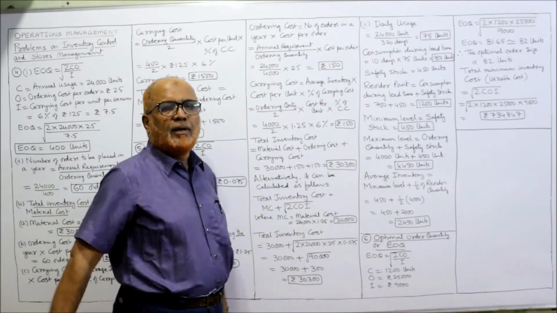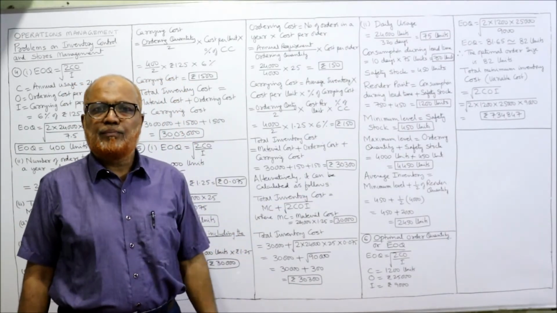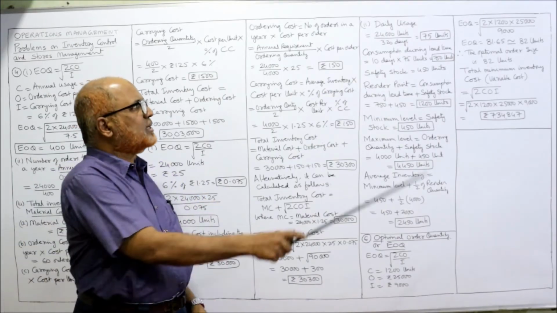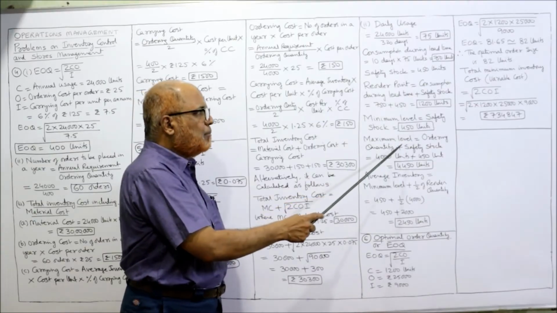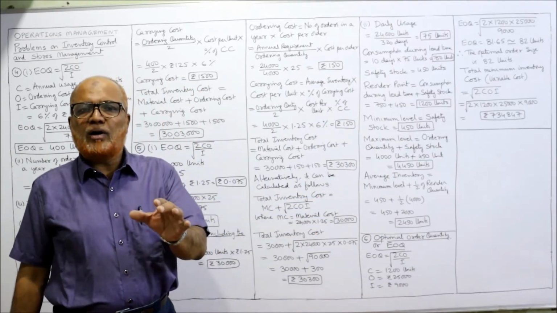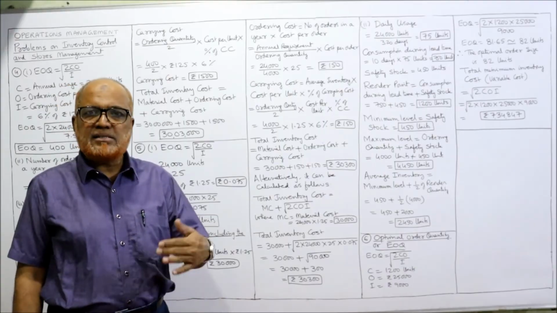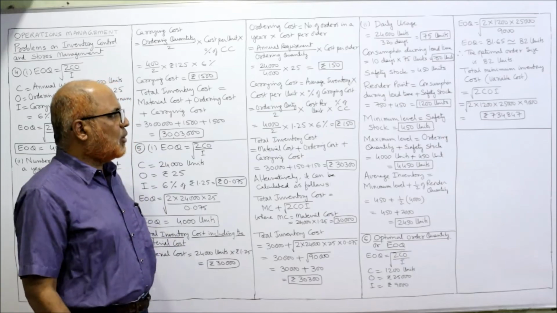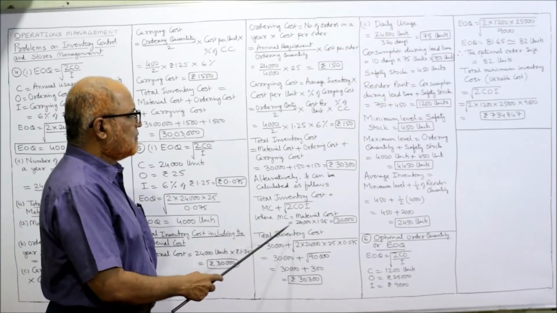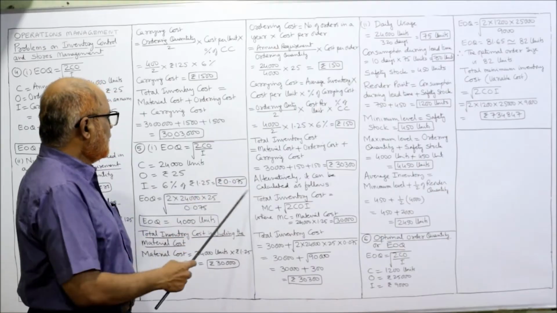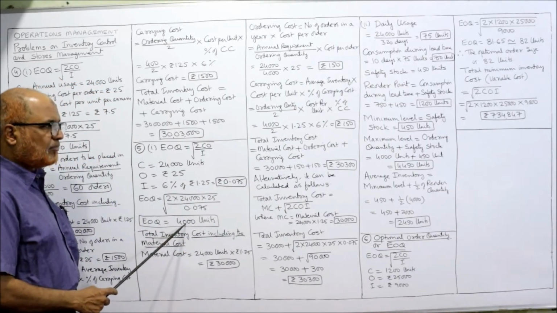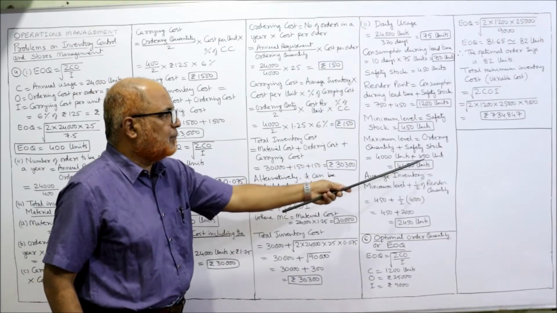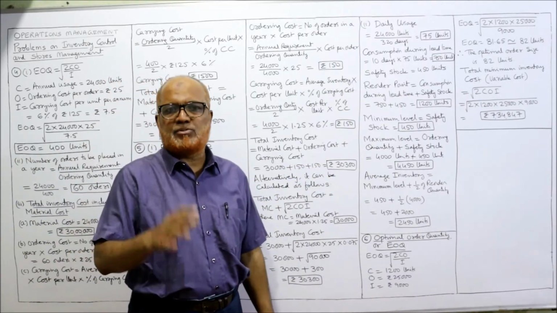Now minimum level. Minimum level is the safety stock level. Always we are keeping safety stock on hand. That safety stock is the minimum stock, 450 units. And maximum level is the ordering quantity plus safety stock. Ordering quantity means EOQ. How much EOQ? Already we have calculated EOQ as 4,000 units. So ordering quantity plus safety stock, 4,000 plus 450, 4,450 is the maximum stock level.